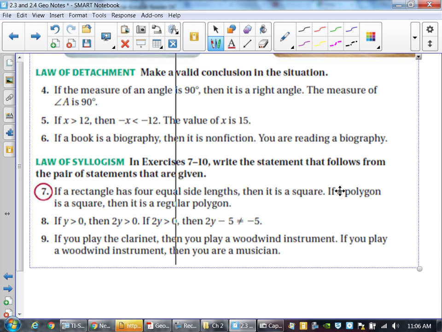If I'm looking at that first question, I use the law of detachment with this first statement: if the measure of an angle is 90 degrees, then it is a right angle. The measure of angle A is 90. What are you going to say? It's a right angle. Which angle? Angle A. Angle A is a right angle. That's what you say. That's it. Your answer is: angle A is a right angle.